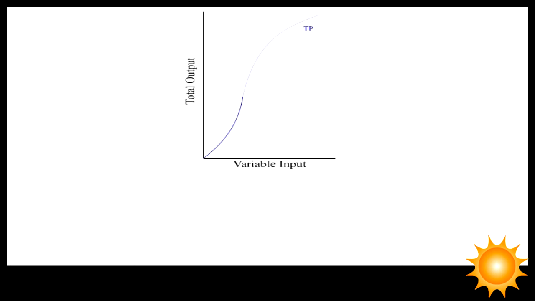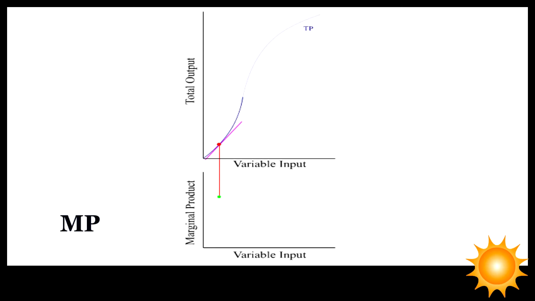First, the lower part rises at an increasing rate as the slope of its tangents gets steeper. The slope of the tangents is known as the marginal product, MP for short. We can plot the MP curve in the lower panel.